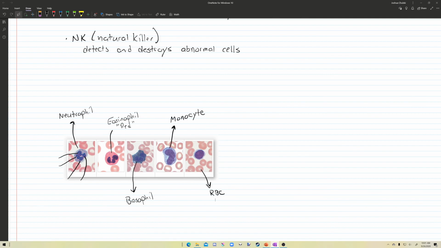And then here we have a lymphocyte. I'm not going to make you look at it and say, oh, that's a B cell or a T cell or an NK cell or something like that. It's not important. It's just what a lymphocyte looks like. And with that, we are finished with red blood cells.